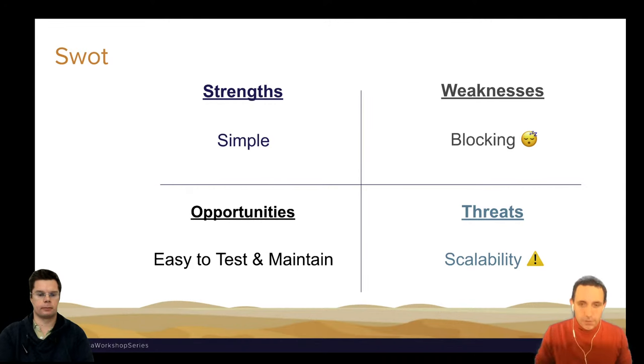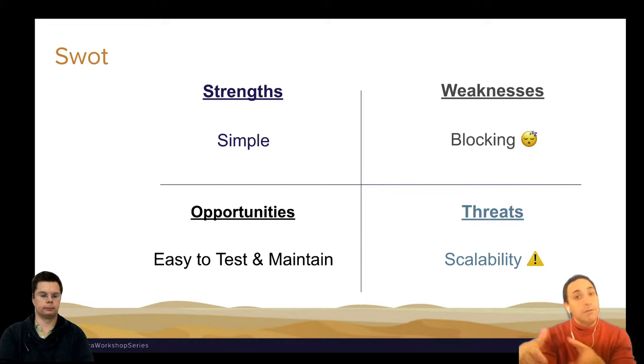Okay, SWOT analysis: strengths, weaknesses, opportunities, threats. For something we are doing every day, synchronous is very simple. But pretty soon you can hit the issue, which is the weakness, which is blocking communication. Cassandra is well known for high throughput, high volume types of workload. If you need to wait for every insert to be completed, your high throughput is a bit compromised, right? So let's see if you can do better. Opportunity: easy to test and maintain, unit tests, that's the vanilla type of code we are doing day to day, okay?